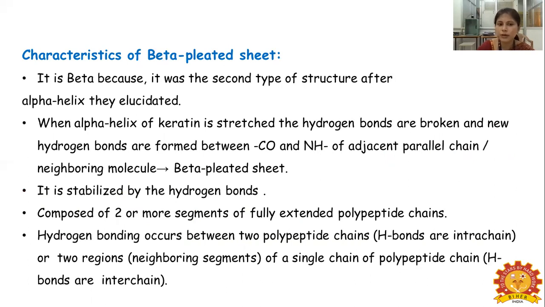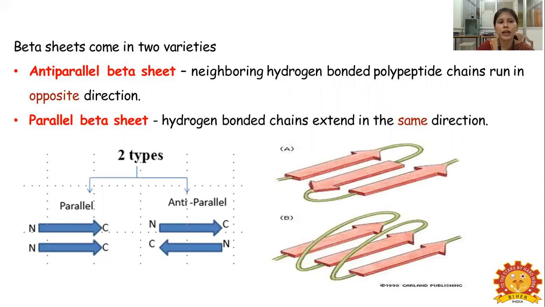It is also stabilized by hydrogen bonds, and the sheets are composed of two or more segments of fully extended polypeptide chain. When hydrogen bonds occur between two polypeptide chains, they are called inter-chain, or between two regions, that means neighboring segments of a single polypeptide chain, they are called intra-chain. There are two varieties of beta sheets we can find.